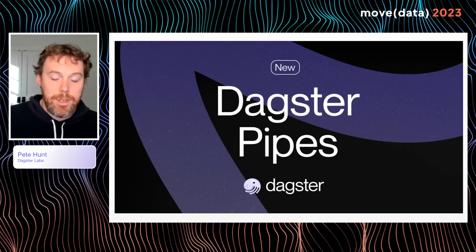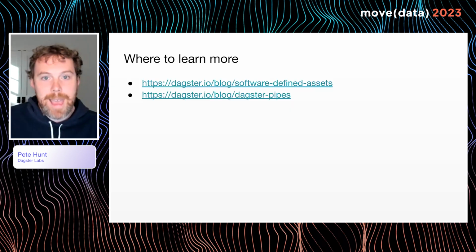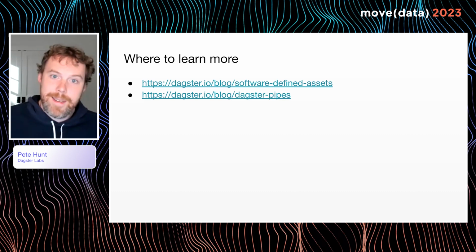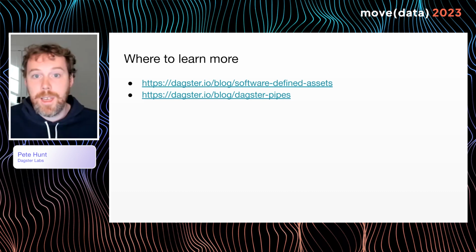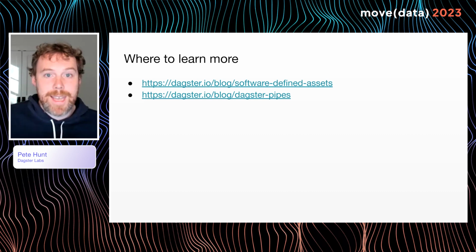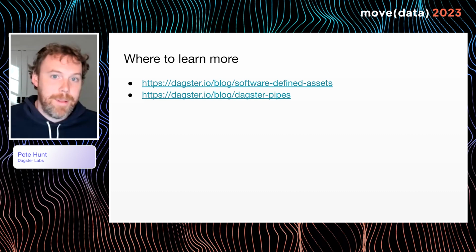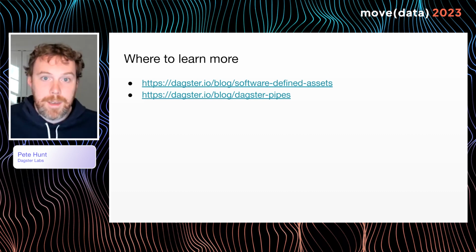So I would really encourage you to check out the blog post that we have on software-defined assets and the blog post about Dagster pipes, because even if you're not going to use Dagster for your data pipeline, these ideas are pretty timeless, actually, and pretty flexible. You see the same ideas crop up in technologies like React and technologies like object-oriented programming. And so I think you can take this style of building and apply it to your own domain, regardless of the tools that you use.